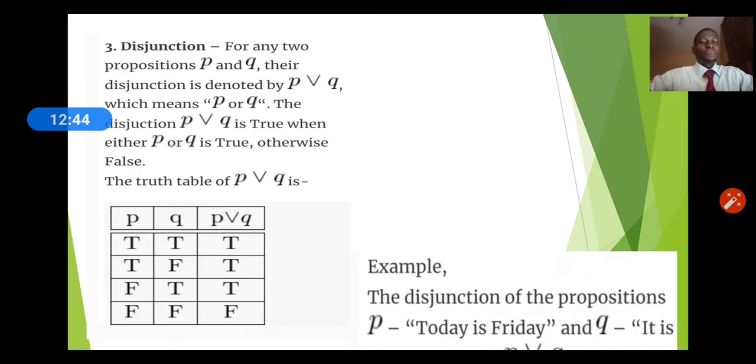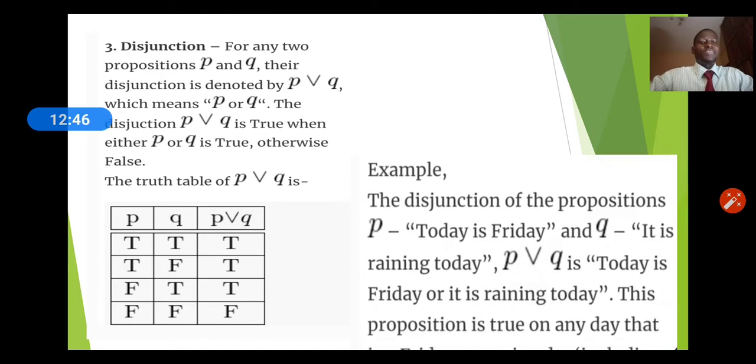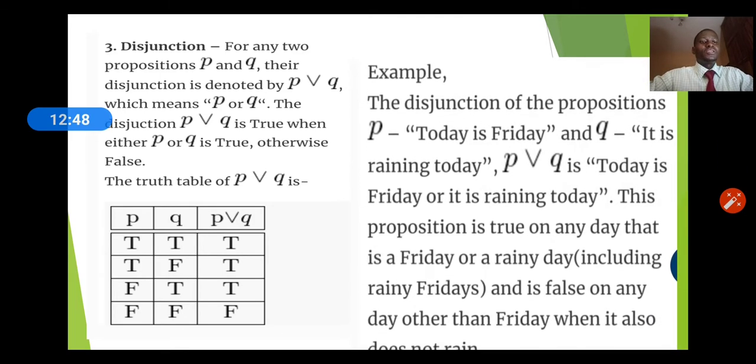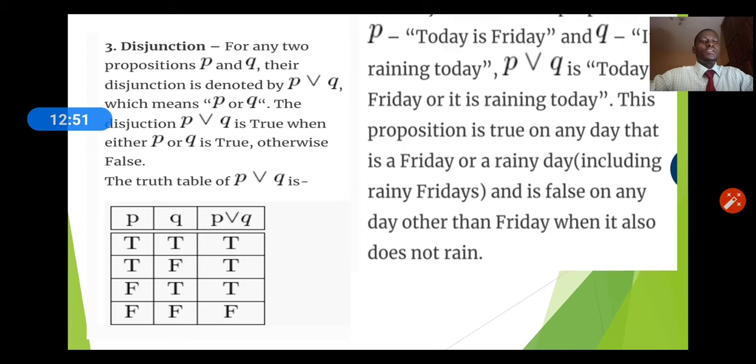Good. This is just giving us an example of disjunction, which simply means or. Today is Friday.